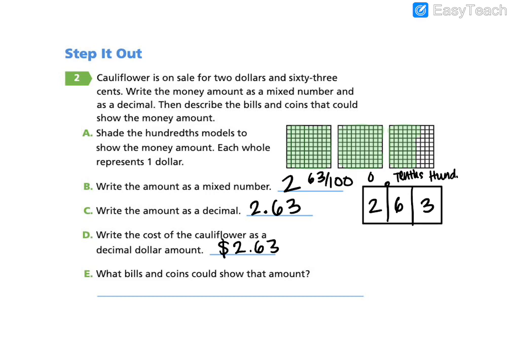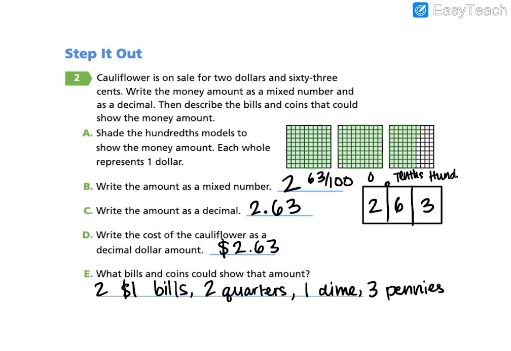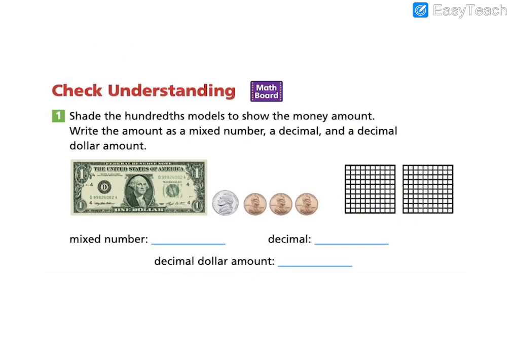Go ahead and determine what you could use as bills and coins to show that amount. You might want $2 bills and some amount of coins. Or you could do the whole thing in coins. But go ahead and pause the video and come up with how you could do that. All right, so for mine, I have my 2 $1 bills, 2 quarters for 50 cents, plus 10 cents from the dime would be 60 cents, plus my 3 cents from my pennies.